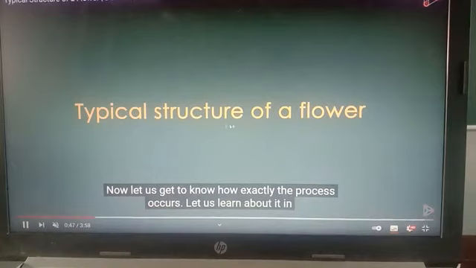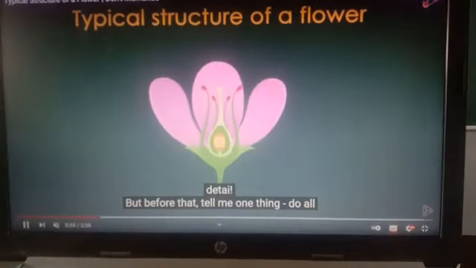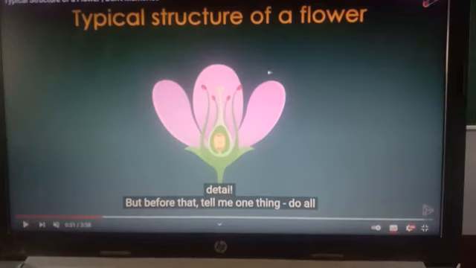So this is the typical structure of a flower. We are going to see the structure of the flower. Here we can see the flower, and a flower consists of four main whorls, which means four main parts. The base of the flower, where all the other parts of the flower are situated, is called the thalamus.